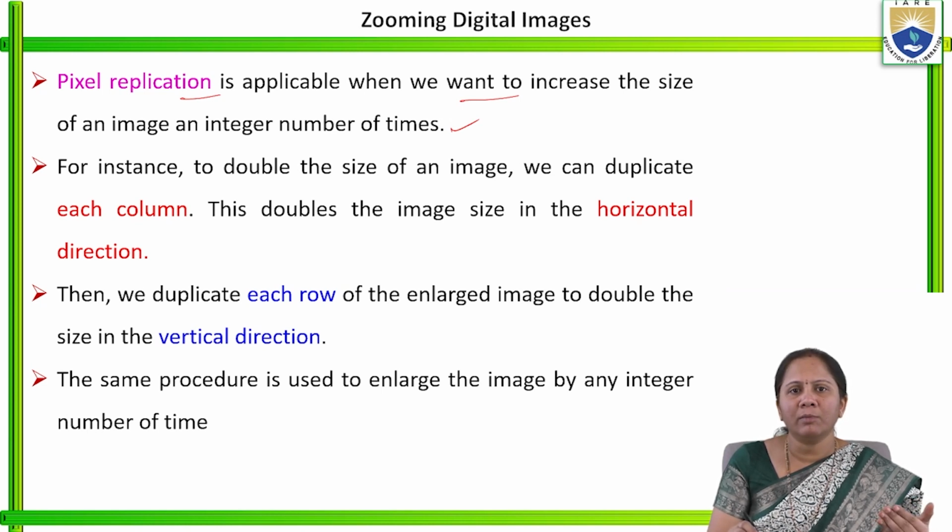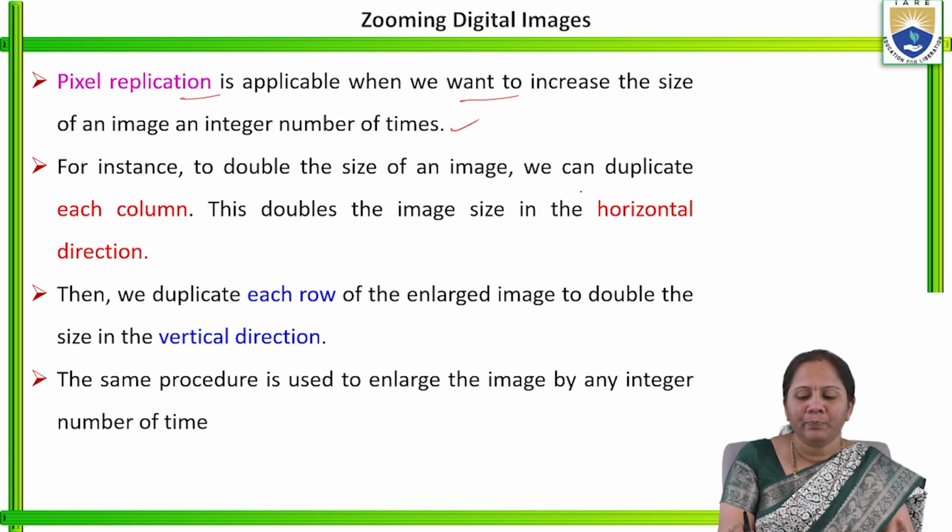If we increase the number of rows, what happens? If we increase the number of columns, what happens? That means, how about the size of the image? How will it be increased in the horizontal direction? How will the size be increased in the vertical direction?